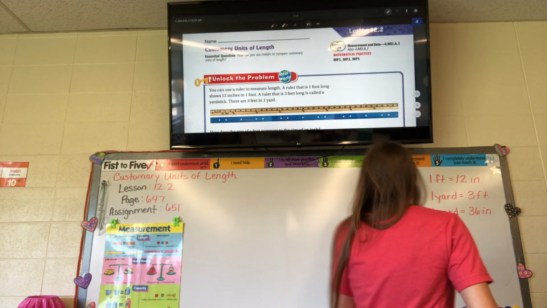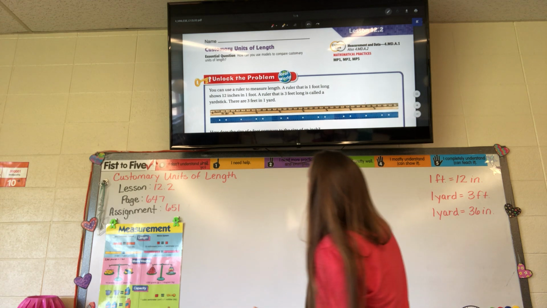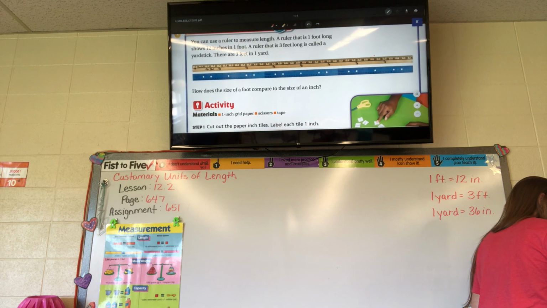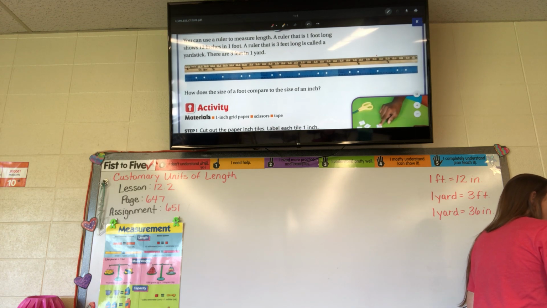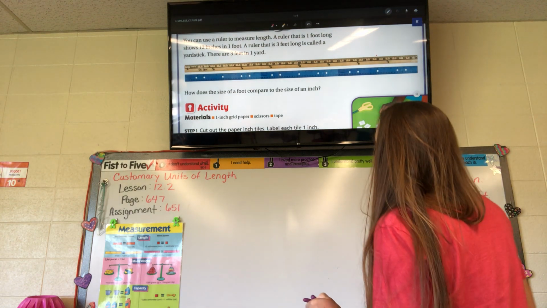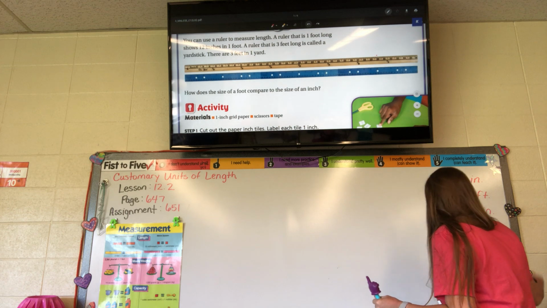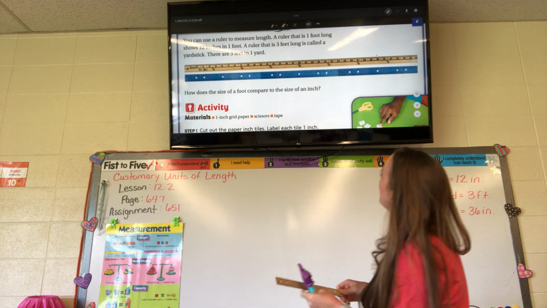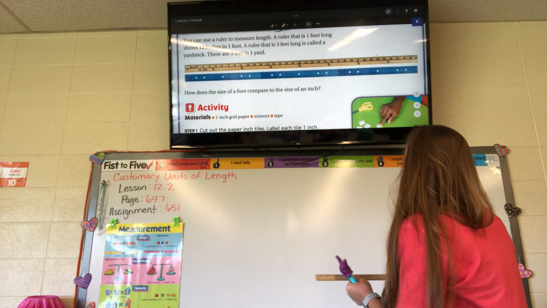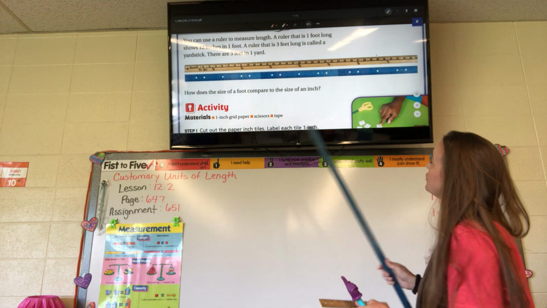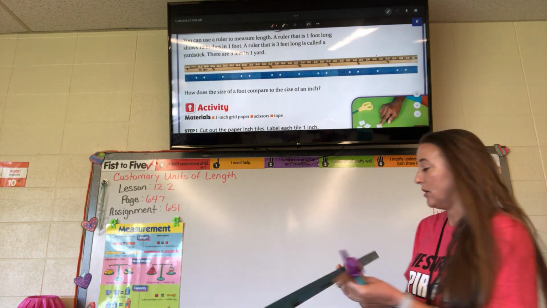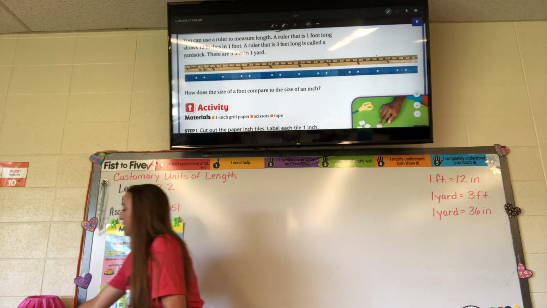It says, how can you use models to compare customary units of length? So, it says you can use a ruler to measure length, and this, of course, is a ruler. A ruler that is 1 foot long shows 12 inches in a foot. A ruler that is 3 feet long is called a yardstick. There are 3 feet in the yard, so we covered that a second ago. Okay, I'm going to put that over there.